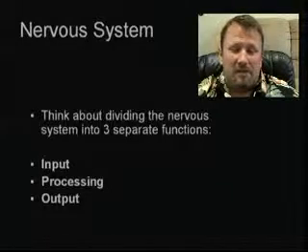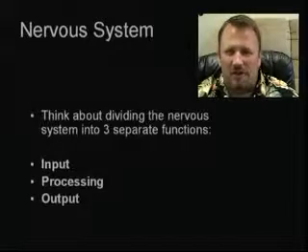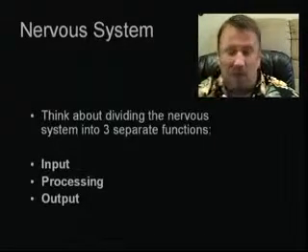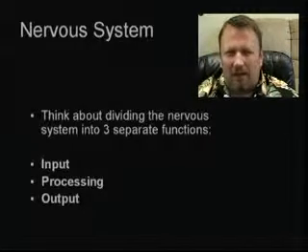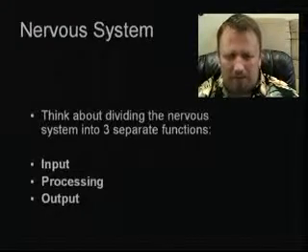When you think about the nervous system, you want to think about dividing the nervous system into three separate functions: input, processing, and output. If you can think about these three different processes as we go through the information, that can be helpful in organizing the functions of the nervous system.